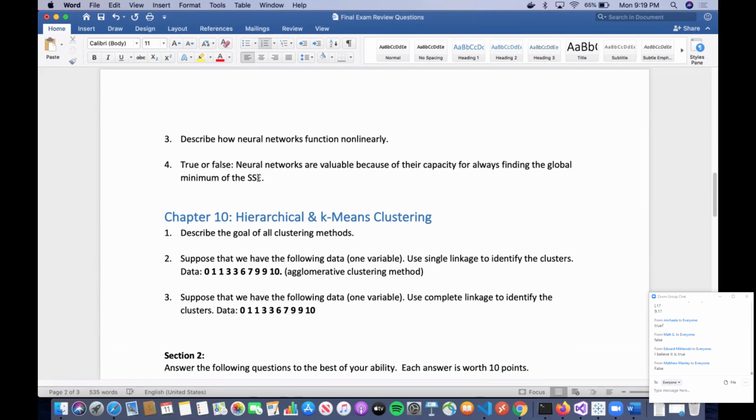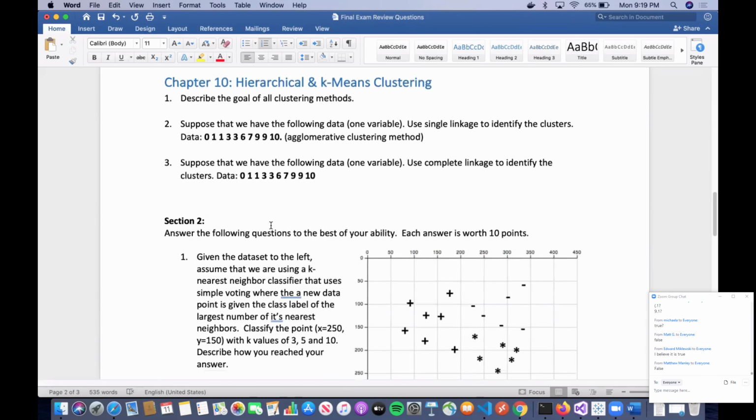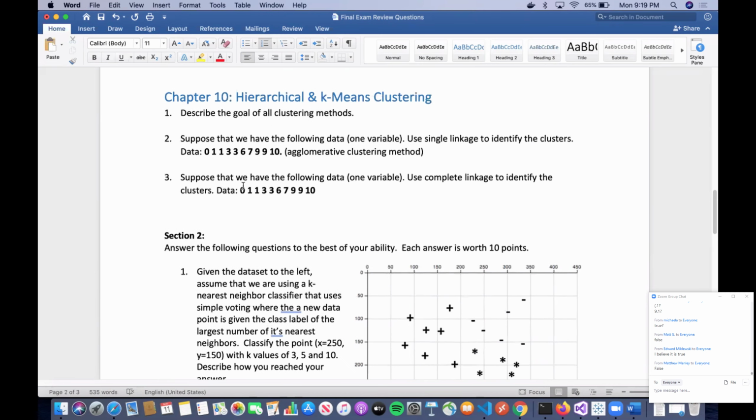So the neural network model is not guaranteed to find a global minimum of the SSE. However, the algorithm will find a local minimum that represents a good solution to the problem that we're trying to solve. So with that said, I will let you answer whether it's true or false, and that will be it for chapter 9. Then we start to get into chapter 10.